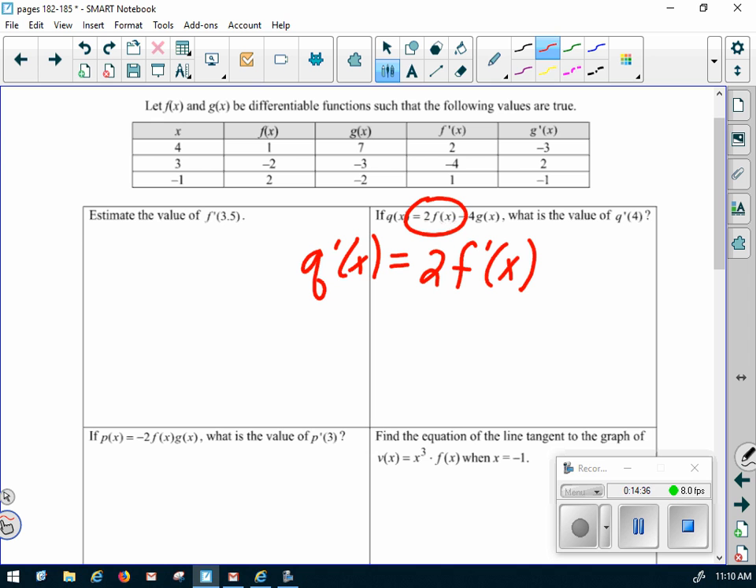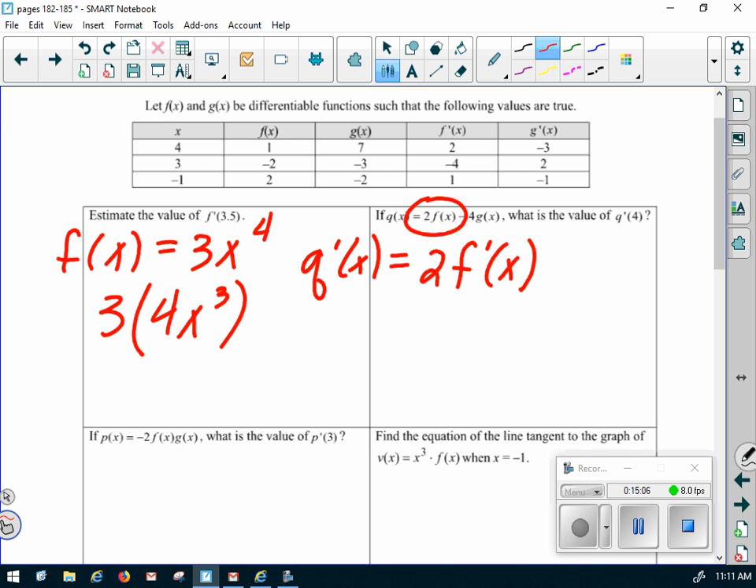Now, look. If f of x is 3x to the 4th power, you can tell me what the derivative is. 12x cubed. What if I did 3 times the derivative of x to the 4th? Will that give me the same answer? What's the derivative of x to the fourth? 4x cubed. Is that 12x cubed? Bet your boots it is. If you've got this coefficient out here, you can just not worry about it. Find the derivative of that and then just multiply back together.